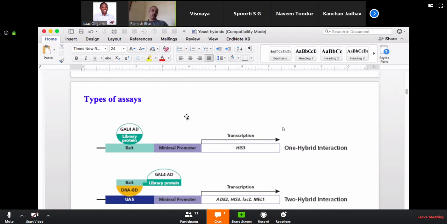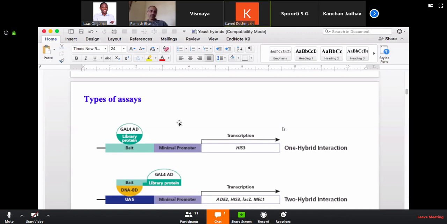Whereas the remaining 24,999 cells, though they have the AD, do not have the BD, so they cannot bind to the cis element, and therefore there is no reporter gene expression. Is it clear? Now what we'll do is take only that particular clone where there is expression of the reporter gene and go for sequencing of the cDNA and find out which gene and which protein it is. You can study everything about that gene and that protein. Any doubts on the yeast one hybrid assay?